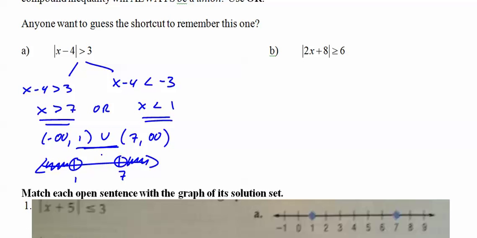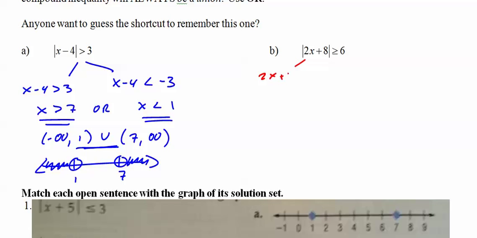So let's try 0. No, let's try 4. You'll say, well, 4 doesn't work. I said, exactly. 4 minus 4 is 0. Is 0 greater than 3? No. Good. Looks like we did it right. So I picked a number between 1 and 7 and said, hey, it doesn't work. I probably did it right. Wouldn't bet my life on it.